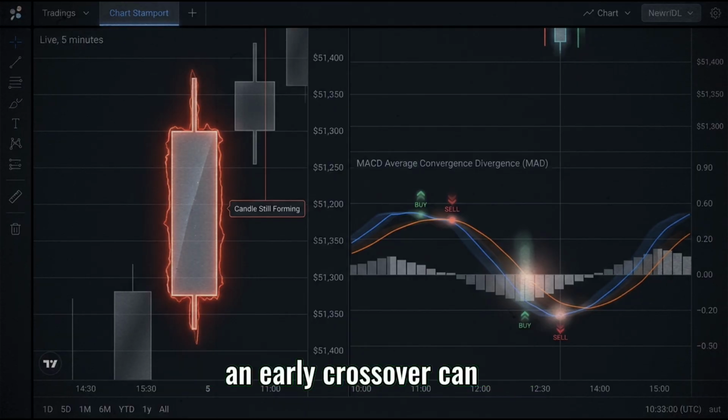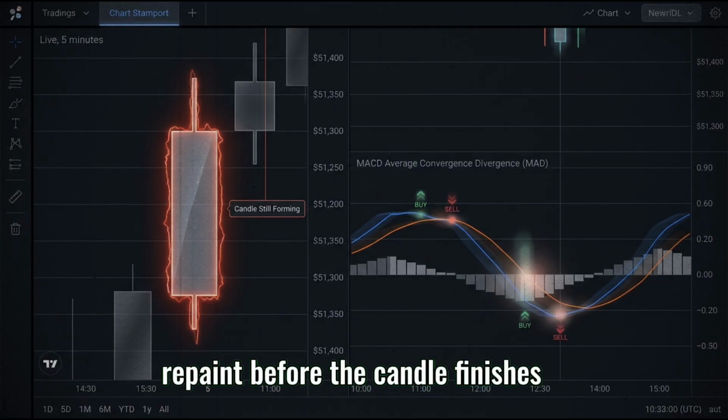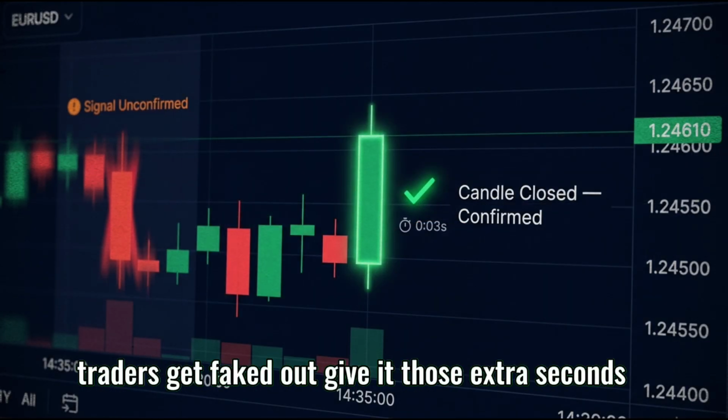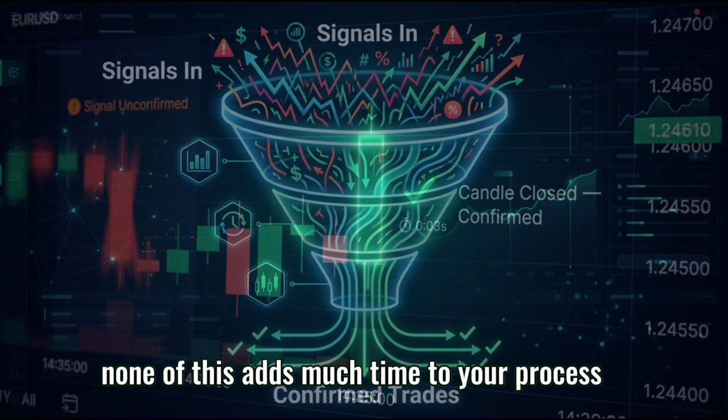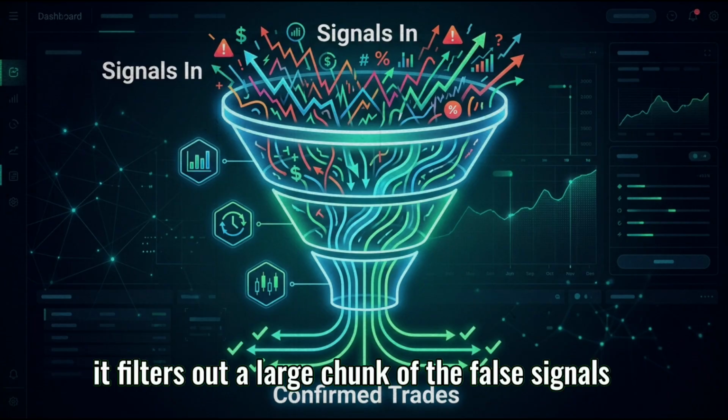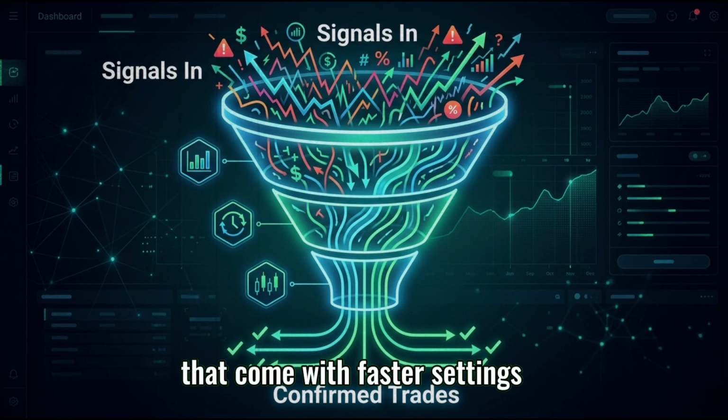An early crossover can repaint before the candle finishes. Acting mid-candle is one of the most common ways traders get faked out. Give it those extra seconds. None of this adds much time to your process, but together it filters out a large chunk of the false signals that come with faster settings.